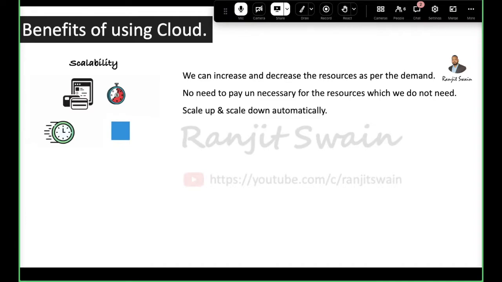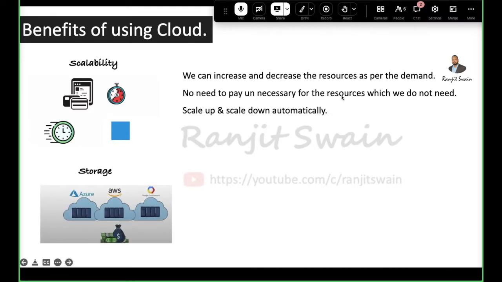So what benefits can we get from the cloud? We can increase and decrease the resources as per the demand. If the demand increases and we need more resources, we can immediately increase the resources in the cloud. And if the demand goes down, we can decrease the resources, because why should we pay an extra amount for the resources we have procured, right? Better to let it go. So no need to pay unnecessarily for resources which we do not need. We can scale up and scale down automatically, using functionality like auto scaling.